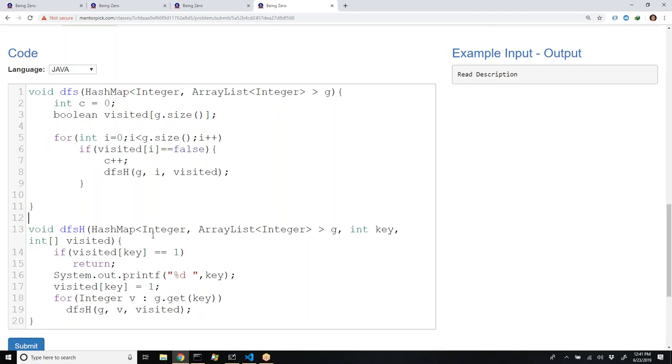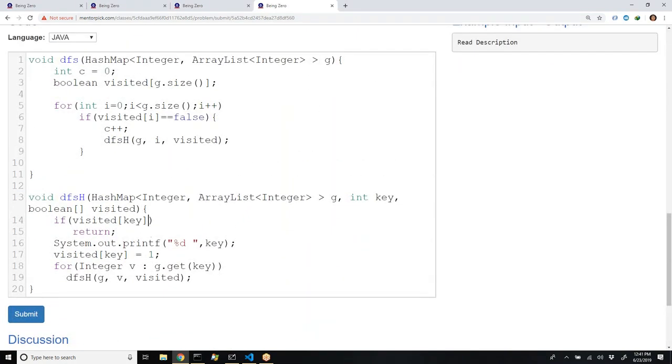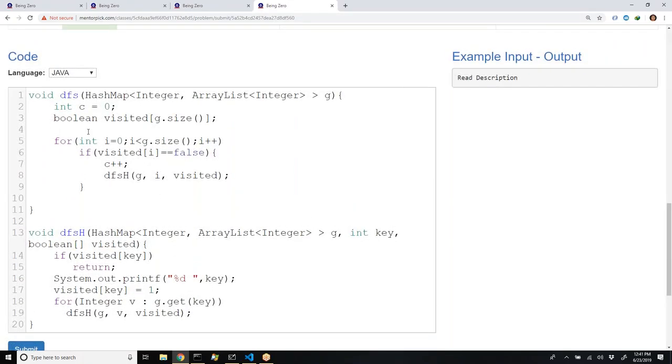And since I made it a Boolean array, I can go and change it to Boolean, and here I'll say if visited of key is true. So this is the small change which gives us even the connected components in a graph. How many components does the graph have? That problem is not added on Mentorpick, so we'll see if we can add that as a practice exercise if people want to do.